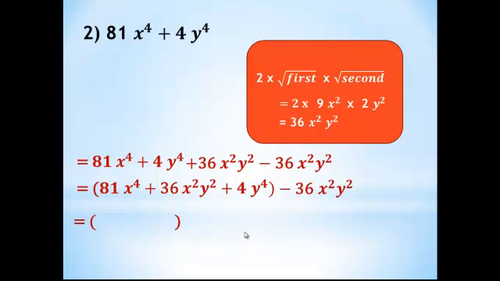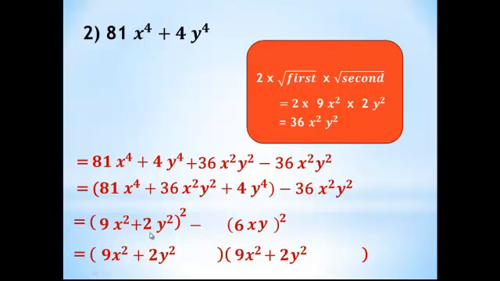The root of 81x power 4 is 9x power 2. And you have plus, so we put plus. The root of 4y power 4 is 2y power 2, all to the power 2. Minus the root of 36, which is 6, and the root of x power 2 y power 2 is xy, all to the power 2. Now it's the difference between two squares. So root the first term, 9x power 2 plus 2y power 2, and root the second term, which is 6xy, one bracket is plus and the other is minus.